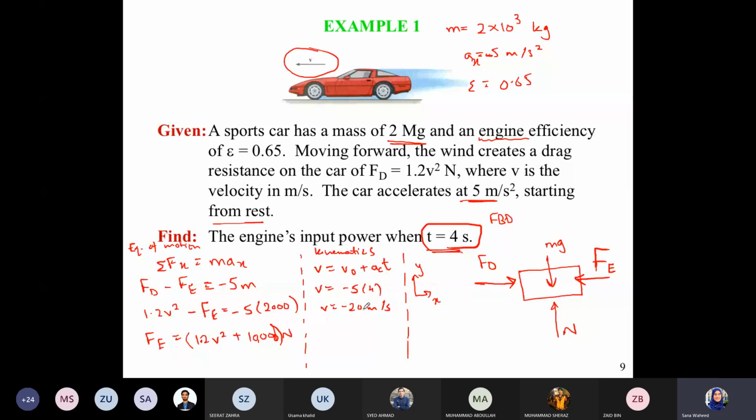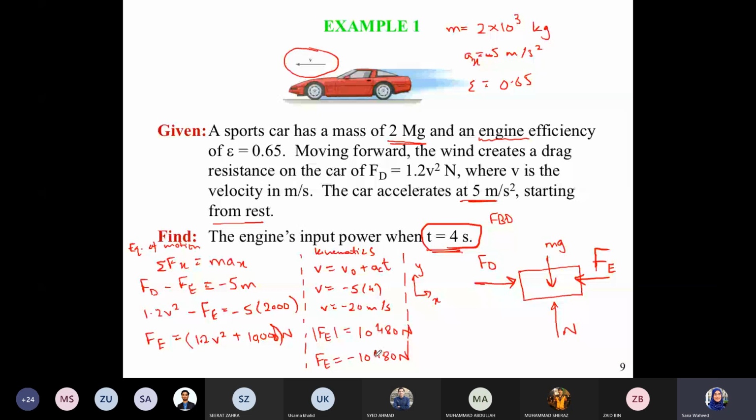Right. So now, what does that tell me? What is my FE going to be? The magnitude of FE is just going to be 1.2 v squared plus 10,000. Let me find it. 20 squared into 1.2 plus 10,000. That's 10,480 newtons to the left, and velocity is also to the left. So this FE is actually negative, right? With the sign convention I said here.